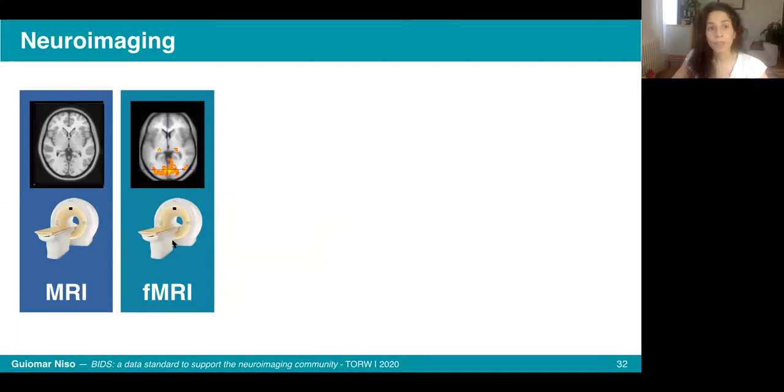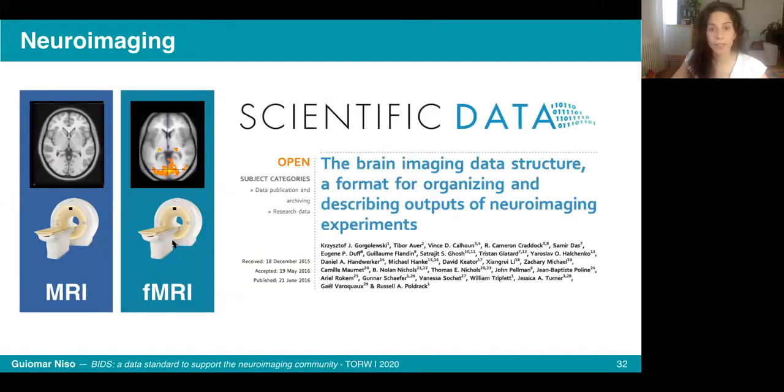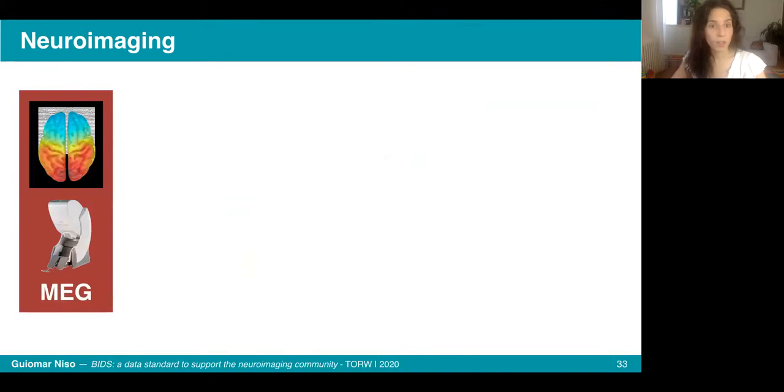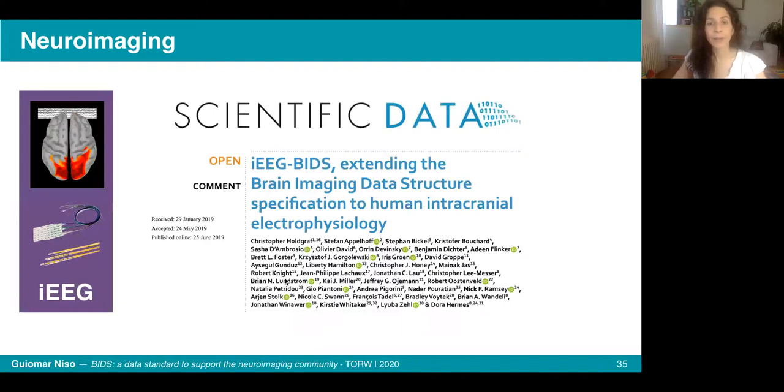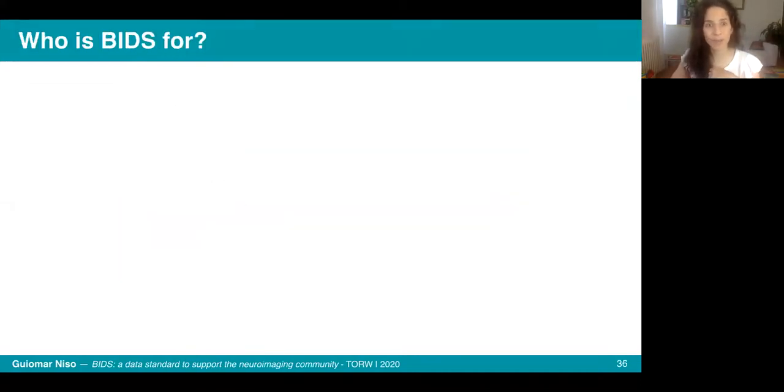So the BIDS standard started for MRI and fMRI in 2016 by Chris Gorgolewski, in Russell Poldrack's lab, and it has been extended to MEG, also to EEG, and to intracranial EEG. Each of these modalities has its own specific fields and parameters, and there are more to come.